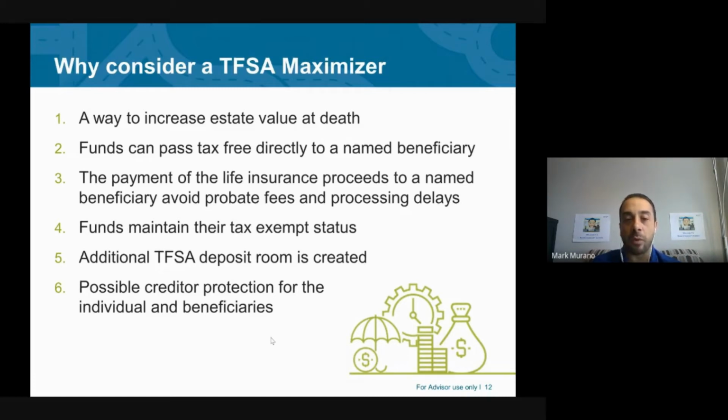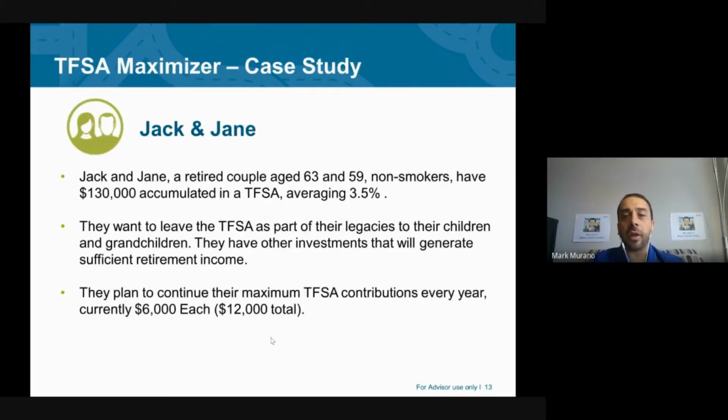And where possible, credit protection for individuals and beneficiaries, if that's something of importance to a client. So a lot of opportunities here to think about. The probate one being a wonderful opportunity as well, named beneficiary going direct to a person versus having to go through the will and being released that way. So possible reasons why we do TFSA Maximizer. Let's look at our case study.